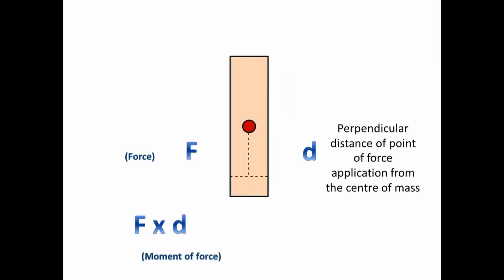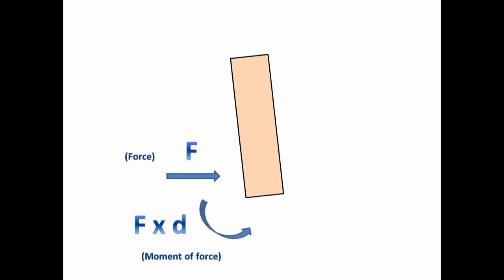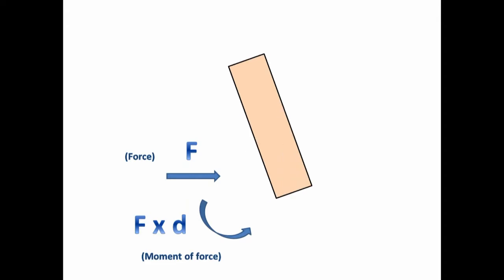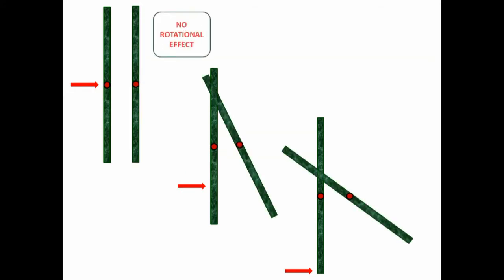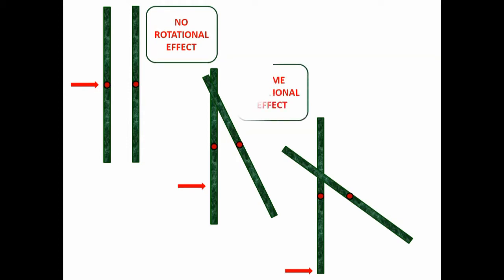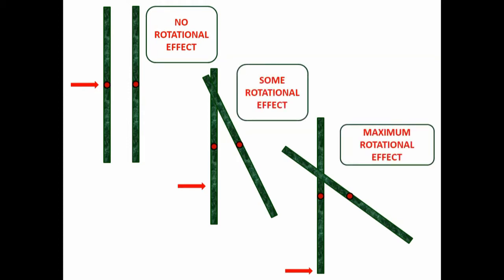Here, force applied is F, distance of force application from the center of resistance is D, hence moment of force is F multiplied by D. This moment tends to rotate the body. Here are three situations with the same force applied at different distances from the center of mass. As the distance of force application from the center of mass increases, rotational tendency due to moment of force also increases.